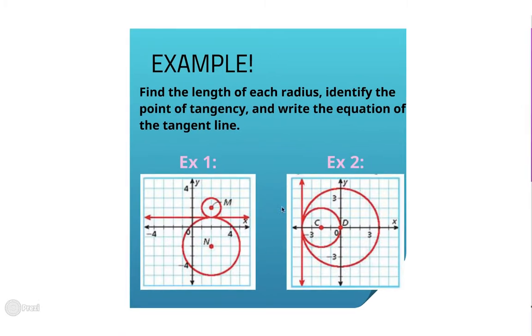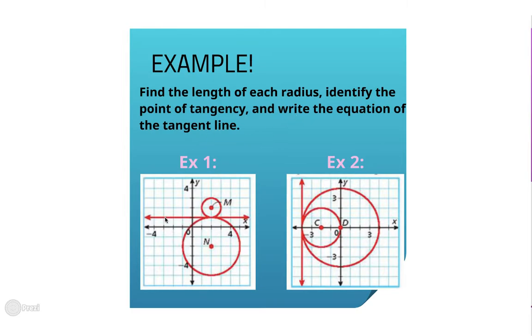Guys, so we're going to be using those properties of internally tangent circles and external tangent circles, and we will be identifying the length of the radius, which we're simply going to get by counting the spaces from the radius to the edge of the circle. Okay, we're going to identify the point of tangency where the circles and the line intersect in exactly one point, and we're going to write the equation of the tangent line.